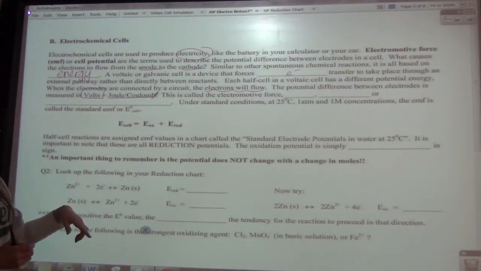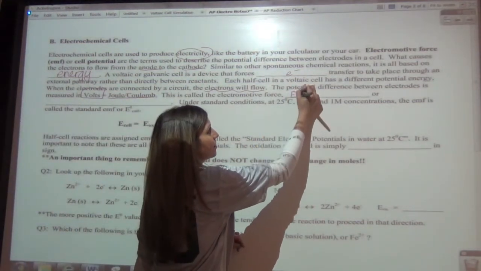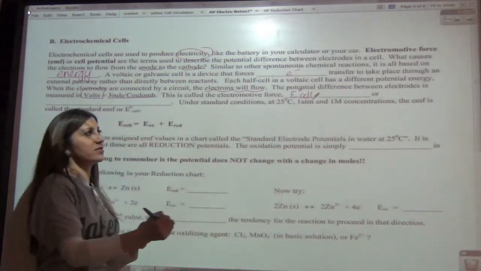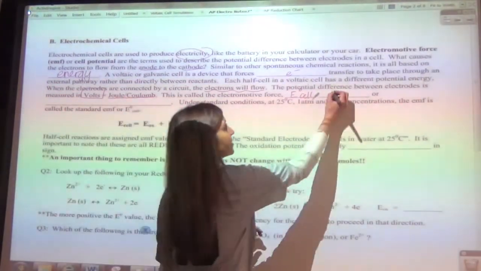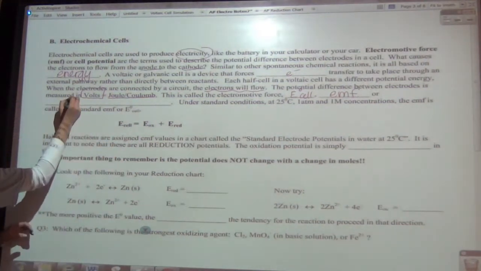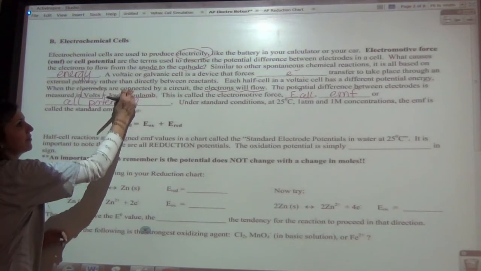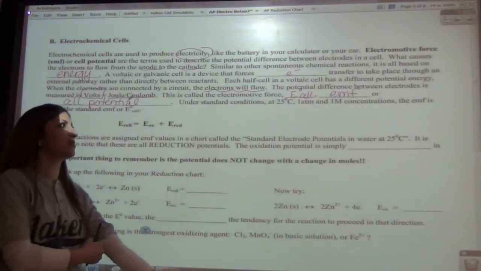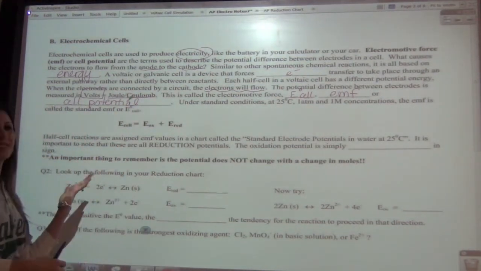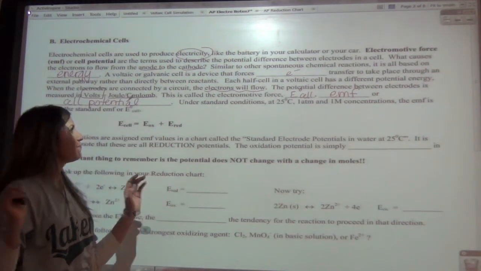This is called the electromotive force. It's also written as E cell. It's also written as EMF, or it's also called the cell potential. So those are 3 different things that you can be asked. It'll say, what's the E cell, what's the EMF, or what's the cell potential. All of those refer to the same thing.